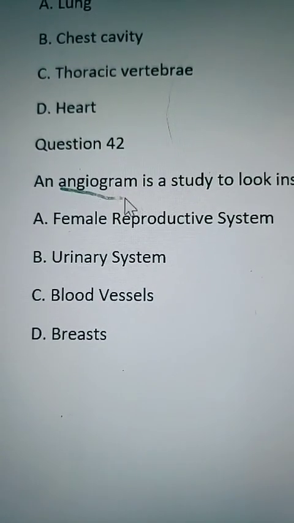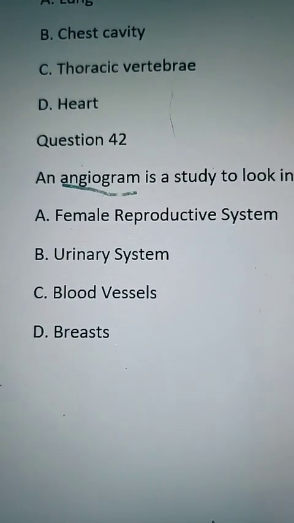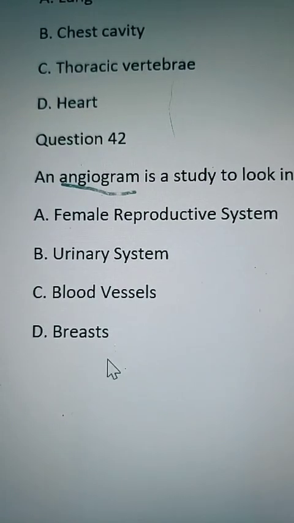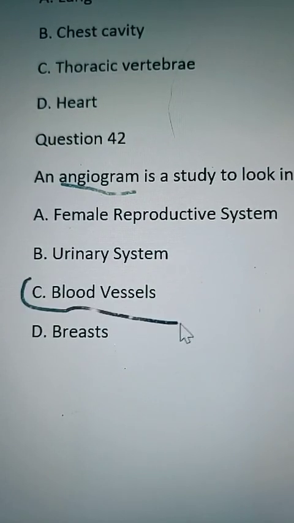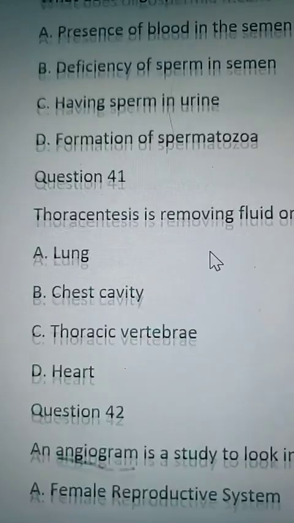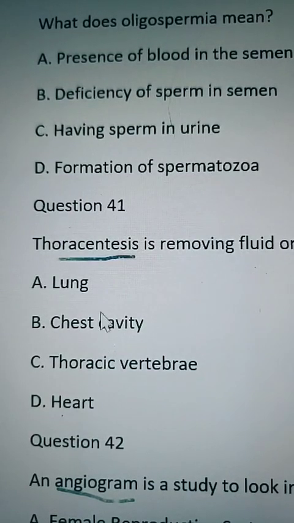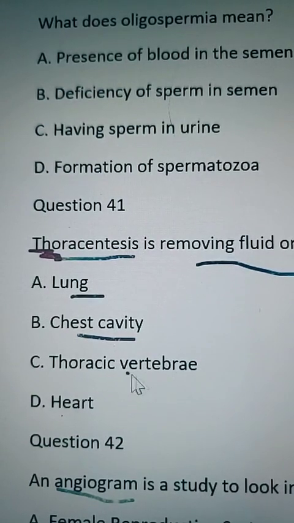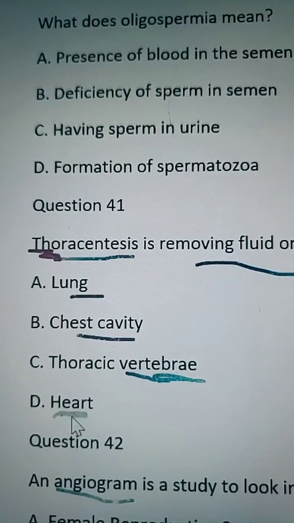That's a good one. Angiogram looks inside what? Angiogram, is that reproductive, urinary, blood vessels, or breast? Yep, blood vessels, for sure. Thoracentesis. You see how they're making you choose chest cavity, lung, or thoracic vertebrae? So they're trying to get you to play on that word thor right there. But we're removing fluid from where? Is it a chest cavity or is it a lung? You're not going to remove any fluid from a vertebrae, and you definitely don't want to remove any fluid from a heart, so think of it that way. Yeah, we got lung.